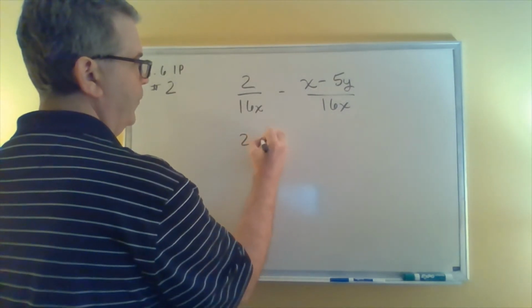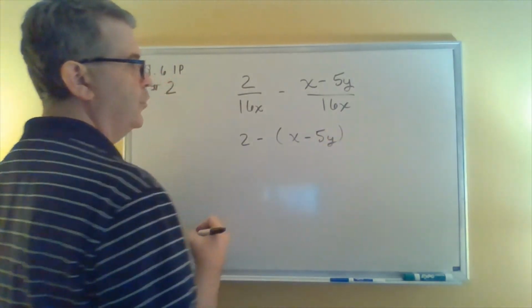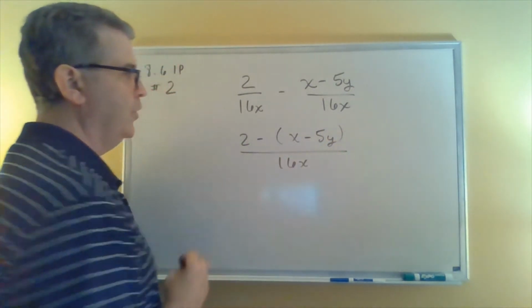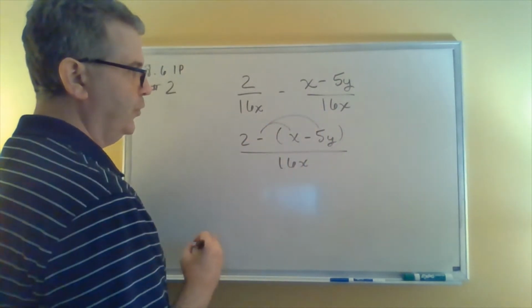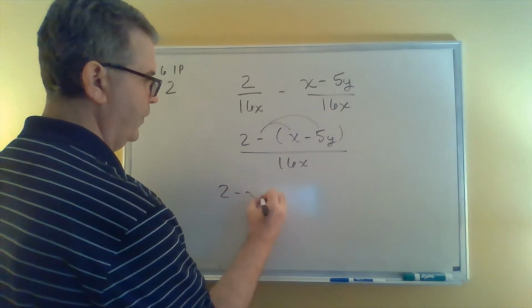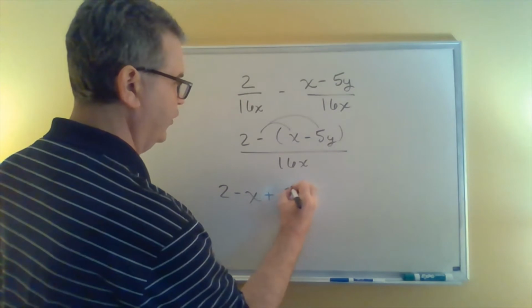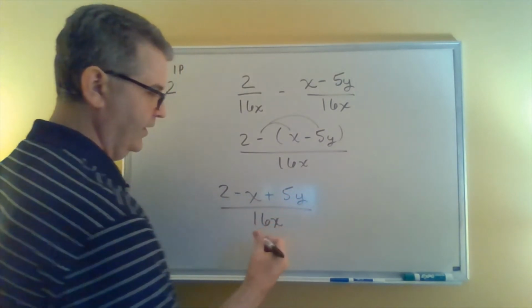So I'm going to 2 minus. Make sure you put that second numerator in parentheses to avoid making a sign error. That'll all be over 16x. I need to distribute that negative sign through the parentheses. So I'm going to have 2 minus x. I got a double negative here. Two negatives make a positive, so I'll end up with plus 5y over 16x.